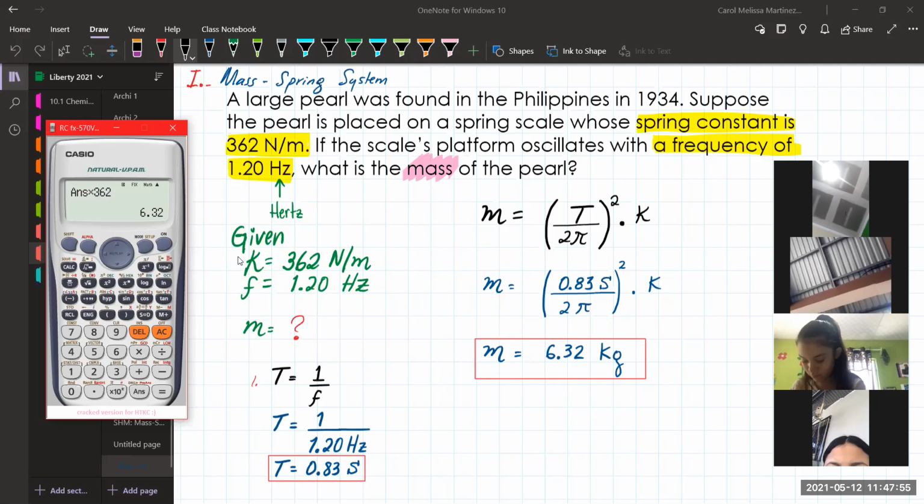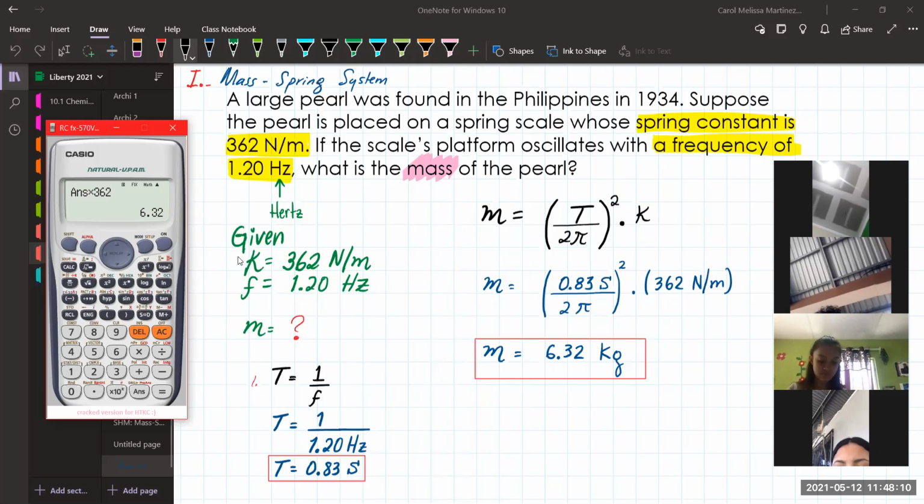Here I just put K and I didn't put the value. The value is 362 newtons over meter. And that's the answer that you get.